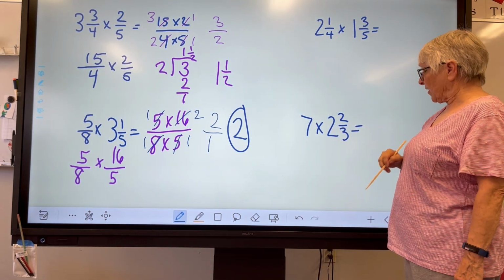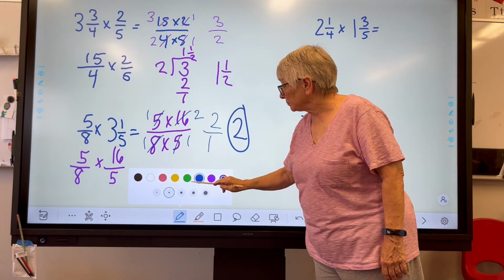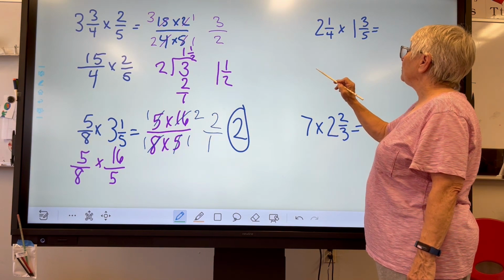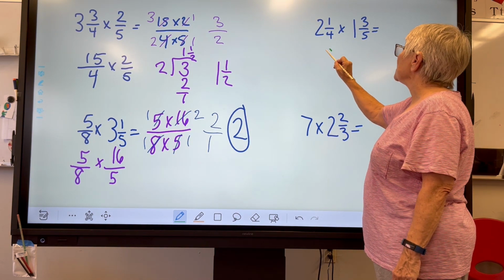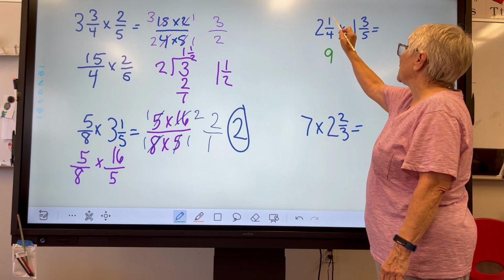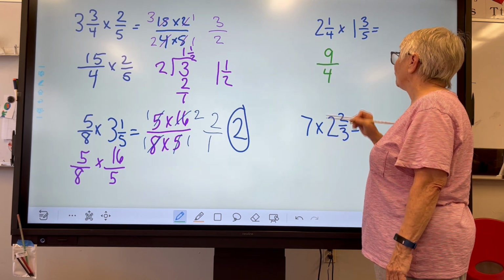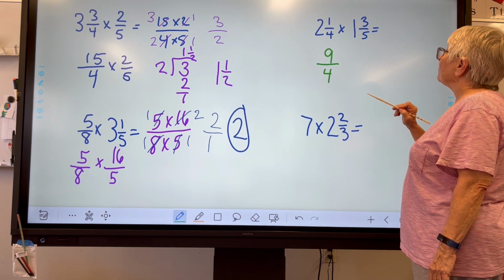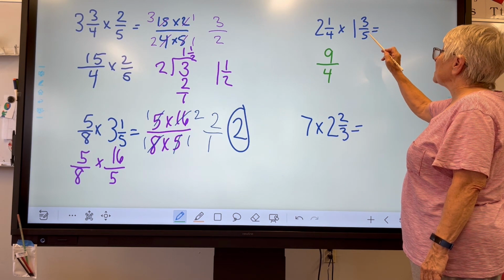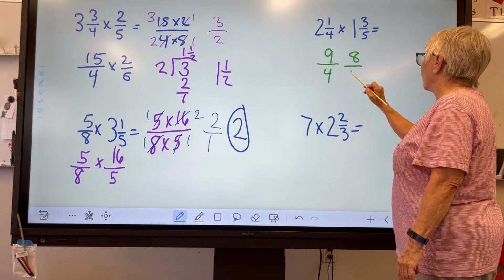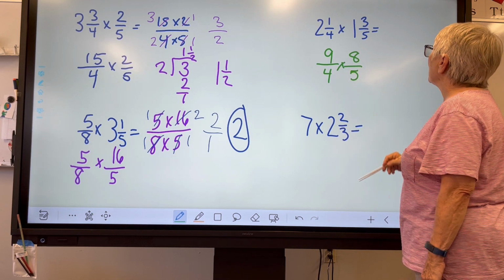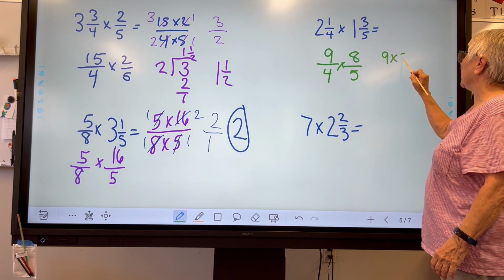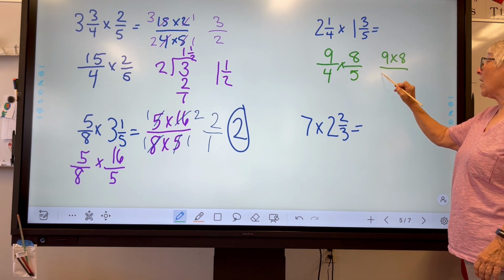All right, let's see what we've got here. Green this time. 4 times 2 is 8, plus 1 is 9 over 4. 5 times 1 is 5, plus 3 is 8 over 5. And we multiply across, and we get 9 times 8 over 4 times 5.